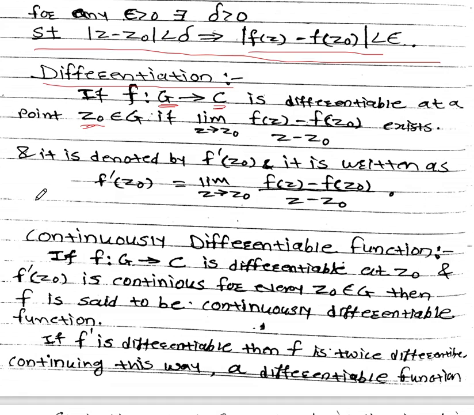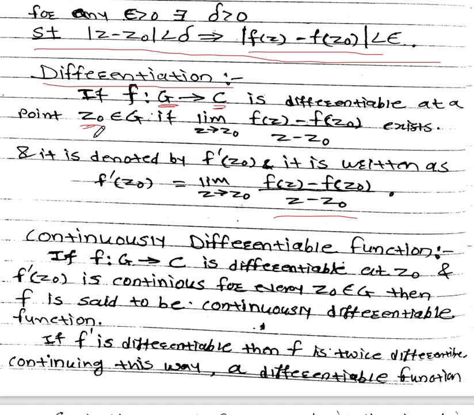f is a differentiable function at z0, and it is denoted by f dash of z0. Mathematically, f dash of z0 equals limit z tends to z0 of f of z minus f of z0 divided by z minus z0. So this is the definition of differentiation in the complex plane C, in a region G, at a point z0.